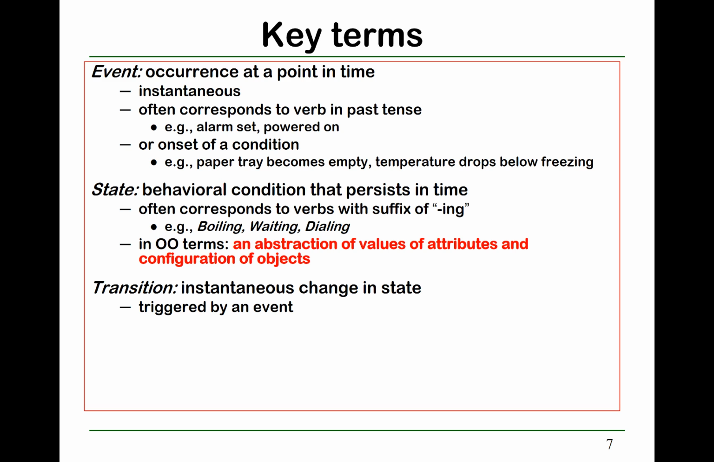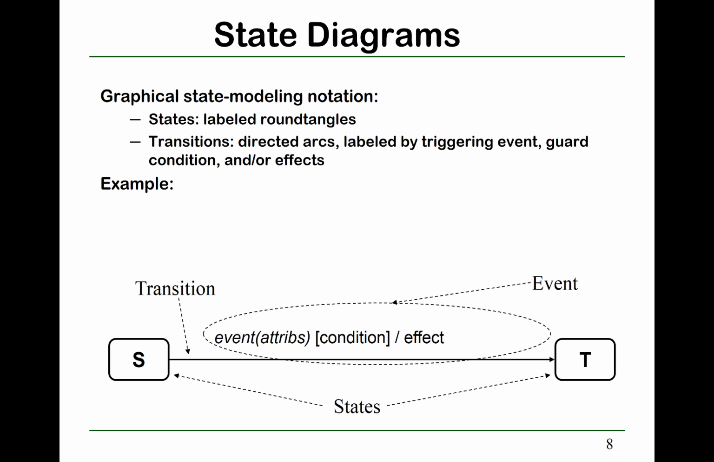So in object-oriented terms, the state is an abstraction of the values of the attributes and the configuration of the objects, basically. Now transition. Transition means the instantaneous change from one state to another state, and it's triggered by some event.